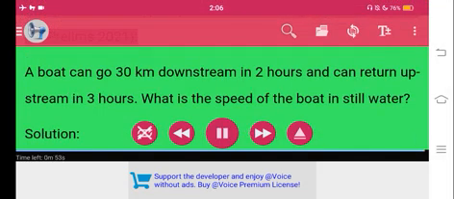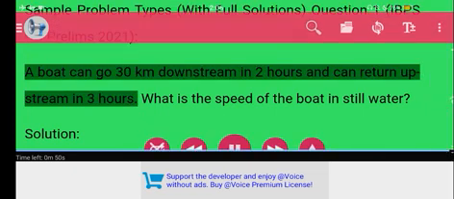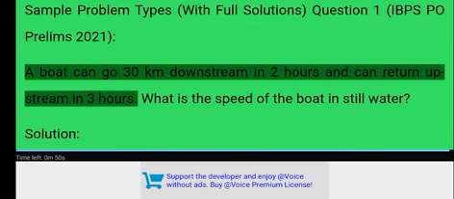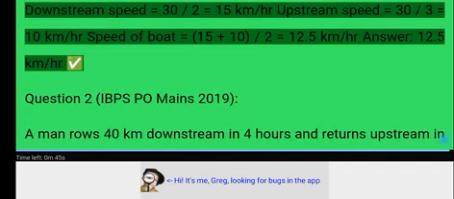Sample problem types with full solutions. Question 1, IBPS PO Prelims 2021. A boat can go 30 kilometers downstream in 2 hours and can return upstream in 3 hours. What is the speed of the boat in still water? Solution. Downstream speed equals 30 by 2 equals 15 kilometers per hour. Upstream speed equals 30 by 3 equals 10 kilometers per hour. Speed of boat equals (15 plus 10) divided by 2 equals 12.5 kilometers per hour. Answer: 12.5 kilometers per hour.